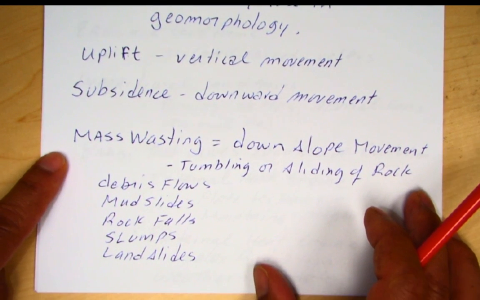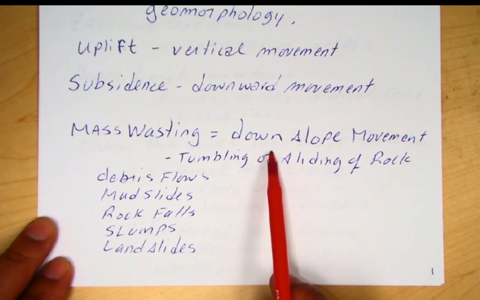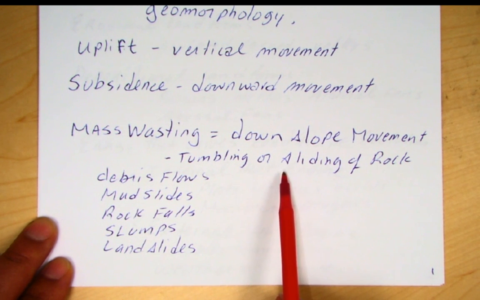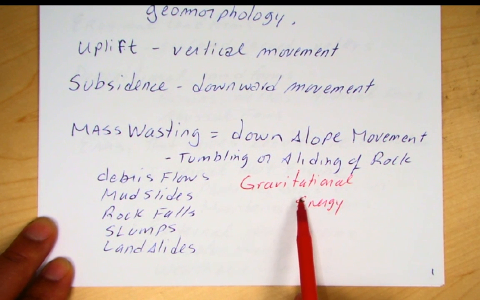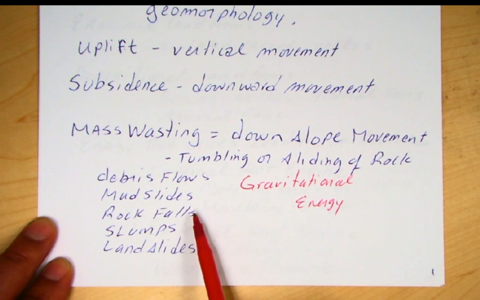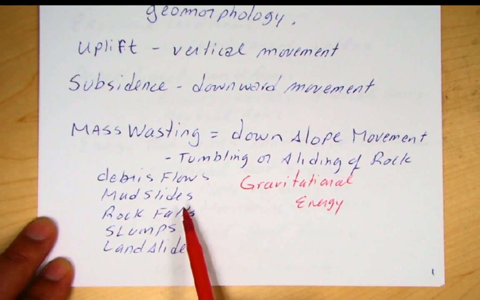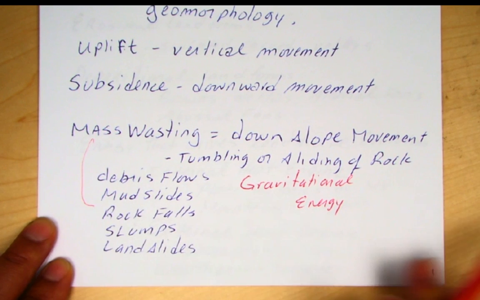And then another key term is mass wasting, which is essentially the downslope movement of material, tumbling or sliding of rock downhill. And usually here we have gravitational energy that's pulling this material downslope. So these are our landslides, mud flows, rock falls, slumps, earth flows, debris flows, a variety of different downslope mass wasting materials. So all this belongs under this category here.